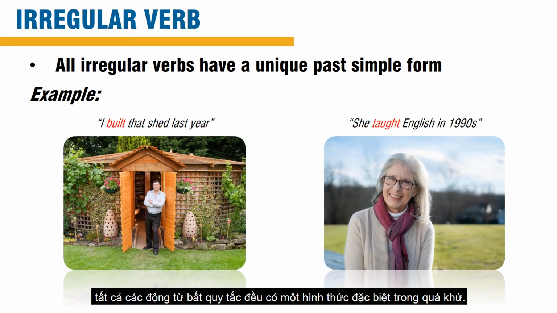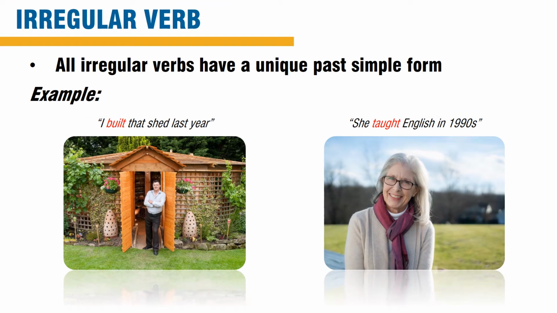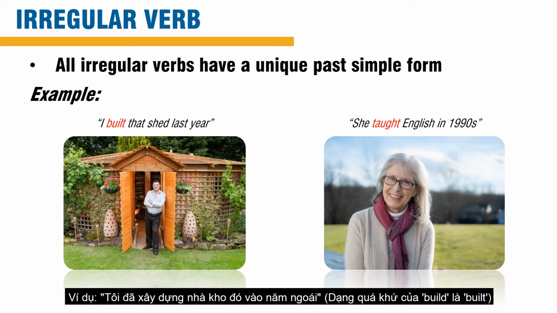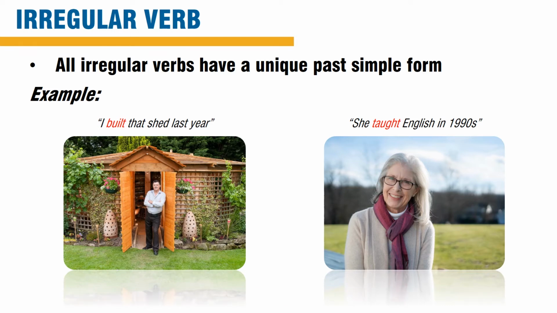Now let's have a look at the irregular verbs. All irregular verbs have a unique past simple form. I built that set last year. The infinitive form is to build. She taught English in the 1990s. The infinitive form is to teach.